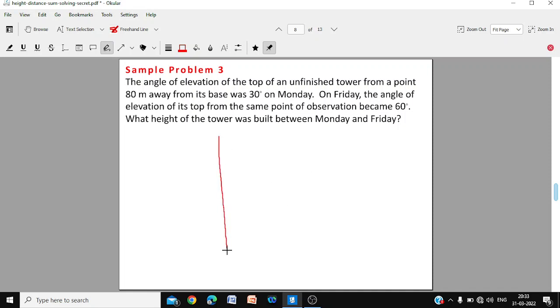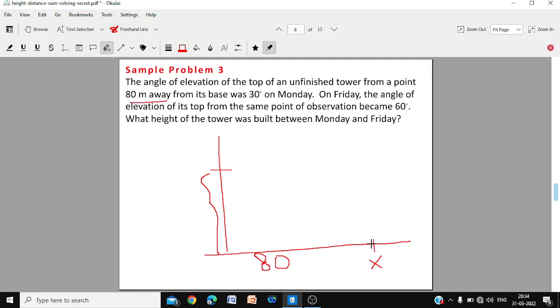This was a building, but the building was finished later. At first, it was only till this much. Later, it was completed till this. And this is the horizontal ground, and the point of observation is constant. And this distance is 80 meters. All the observations are being made from 80 meters.